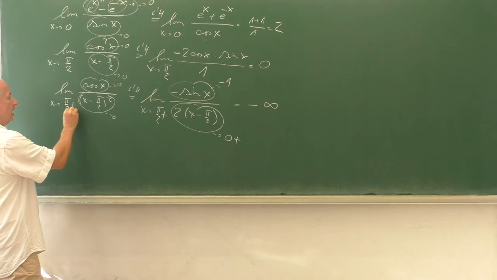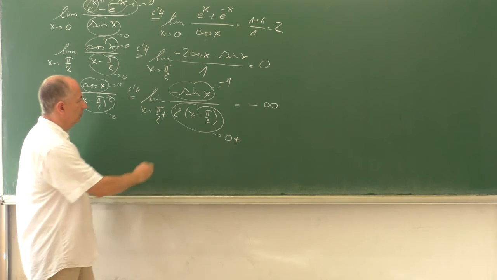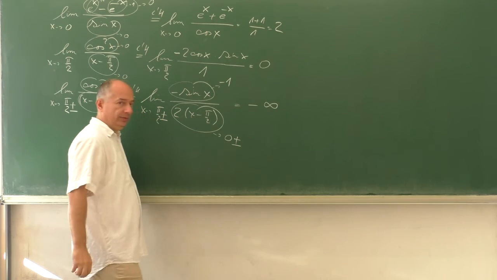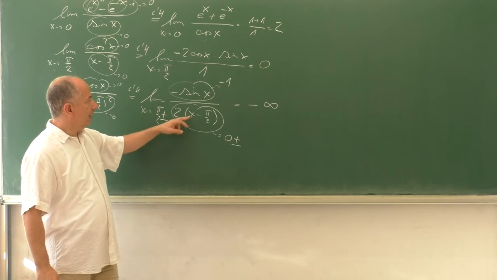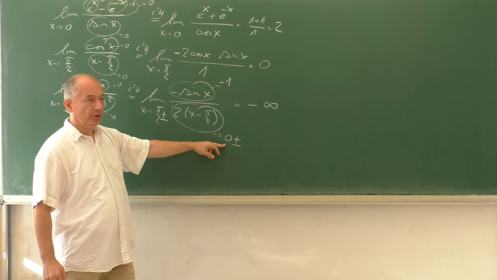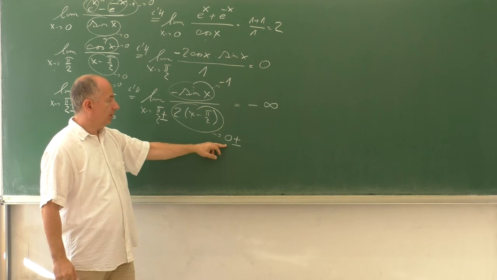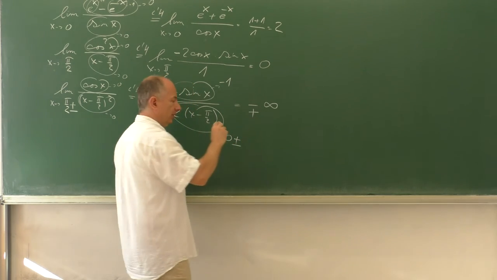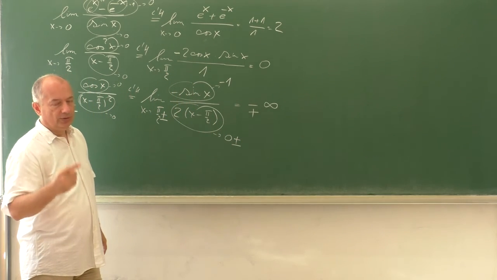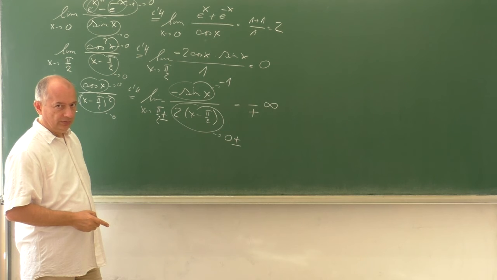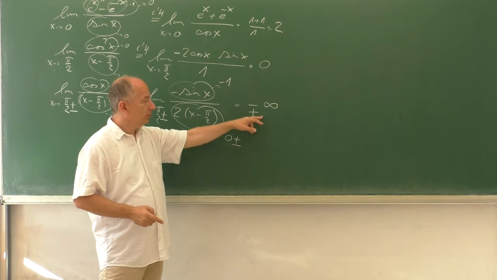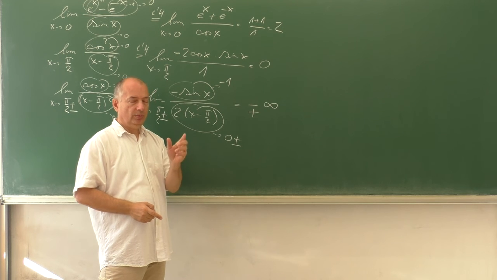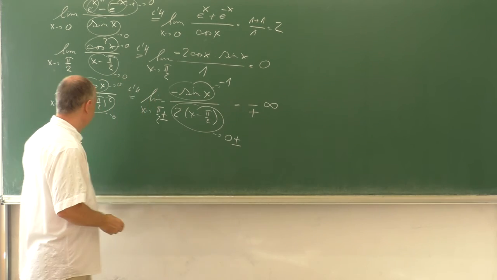If x goes to pi half from the left, then this is again minus 1, but this goes to 0 from the left. And negative divided by negative is positive. And 1 divided by very small is very large, so this second one-sided limit is plus infinity. And because the two one-sided limits do not agree, are not equal, the both-sided limit does not exist.